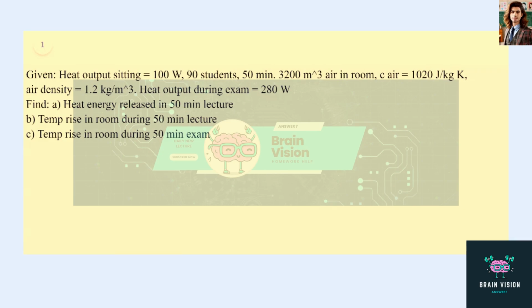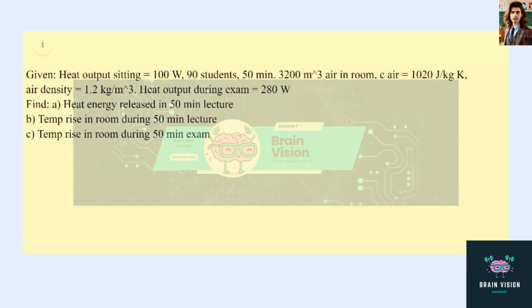In this problem, we're talking about physics students sitting in a lecture hall. We're given a heat output, the number of students, a 50-minute lecture, the volume of air in the room, the specific heat capacity of air, air density, and the heat output during an exam. And then we're asked to find three things.